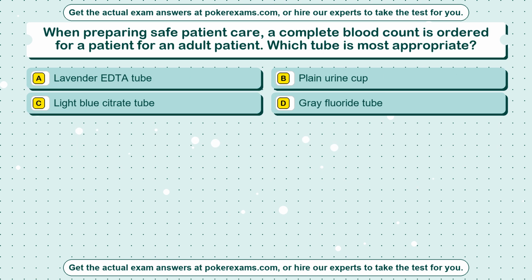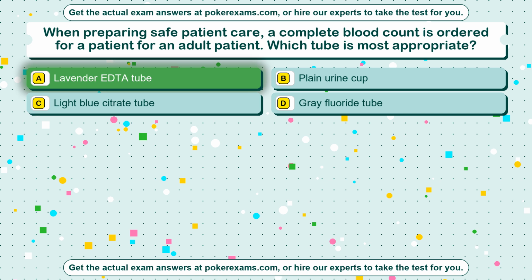Question 21. When preparing safe patient care, a complete blood count is ordered for an adult patient. Which tube is most appropriate? Option A, lavender EDTA tube. Option B, plain urine cup. Option C, light blue citrate tube. Option D, gray fluoride tube. The correct answer is option A, lavender EDTA tube.